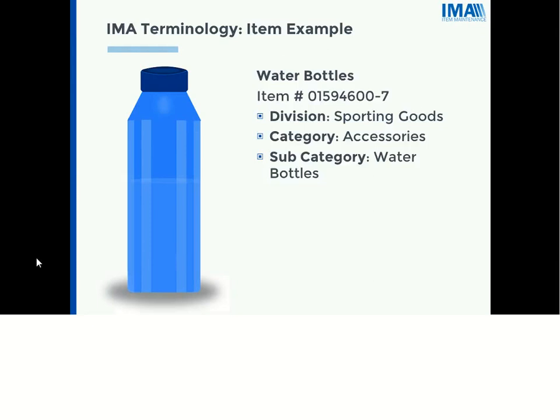So as an example, we have water bottles. There's your item number, and you see the division is sporting goods, the category is accessories, the subcategory is water bottles. So we know when we go into a store, we're going to be able to find this item in the sporting goods department with all of the other sporting goods accessories, specifically with all of the other water bottles. So that's how the hierarchy tells you where it's located inside of a store.